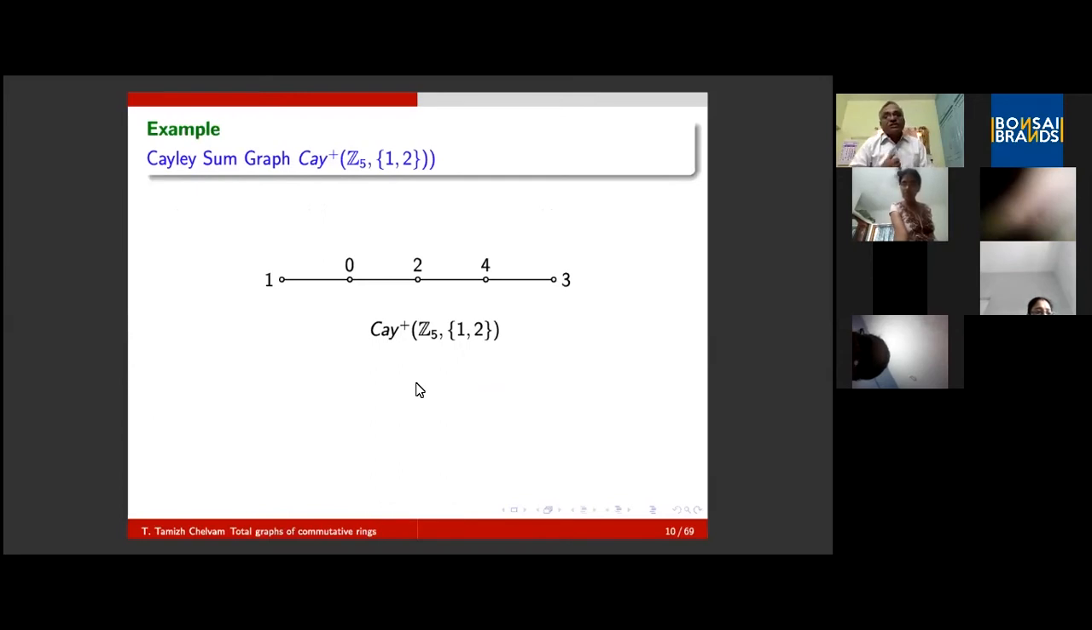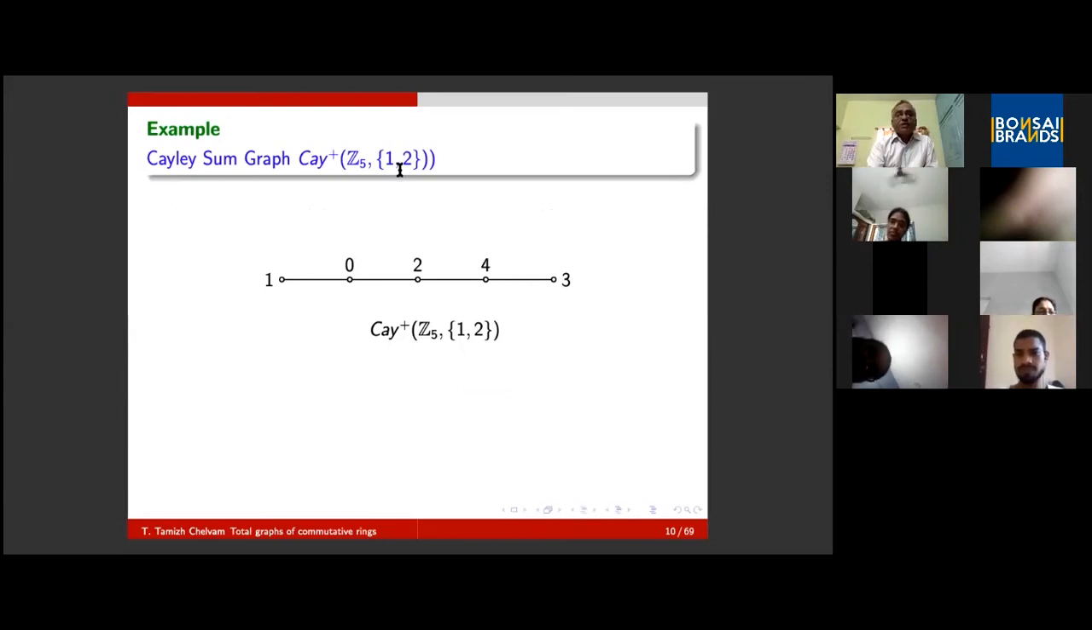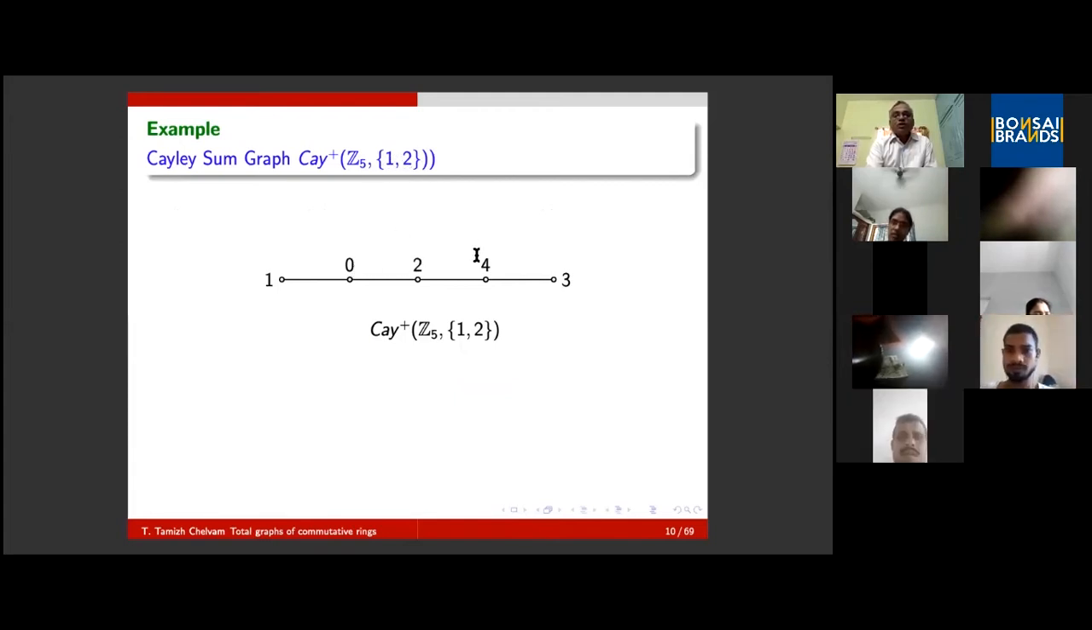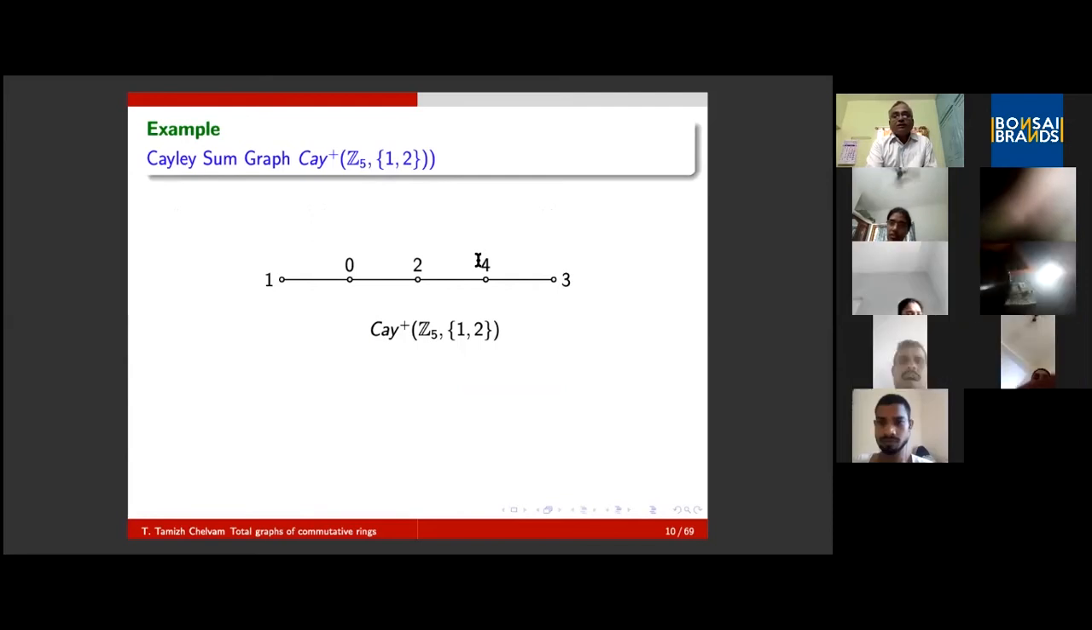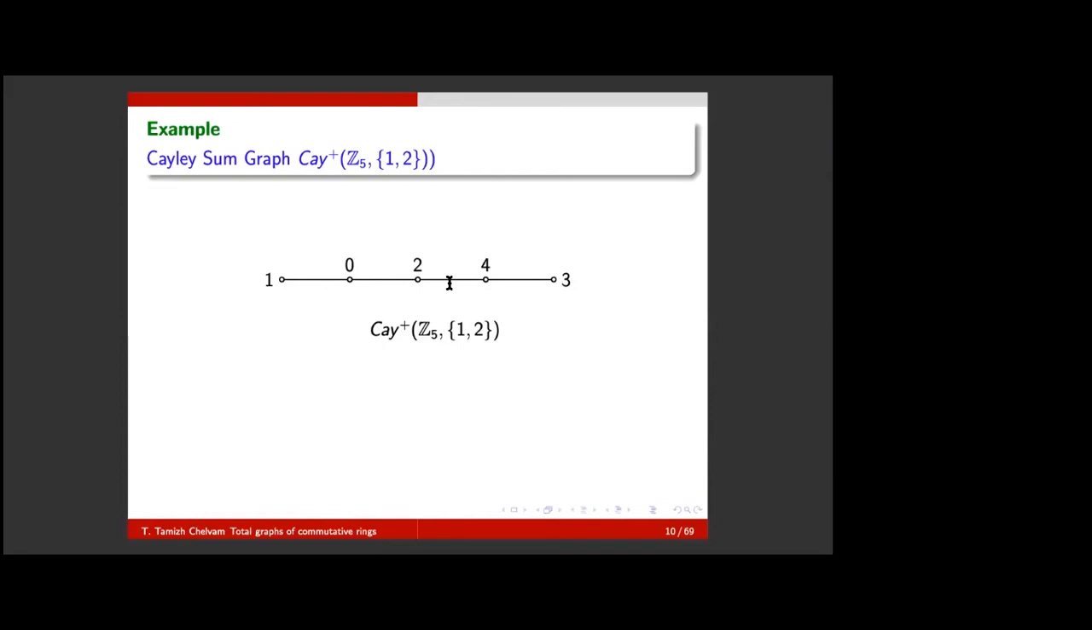For example, you look at the congruence modulo 5 classes Z5. I take C as {1, 2}. So two elements are joined provided their sum is an element in {1, 2}. 1 plus 0 is 1, an element is here. 0 plus 2 is 2, which is here. 2 plus 4 is 6, congruent modulo 5 to 1, thereby 1 is there. 4 plus 3 is congruent modulo 5 to 2, so 2 is there. So this is the Cayley sum graph of the congruence modulo 5 classes with respect to the subset {1, 2}.